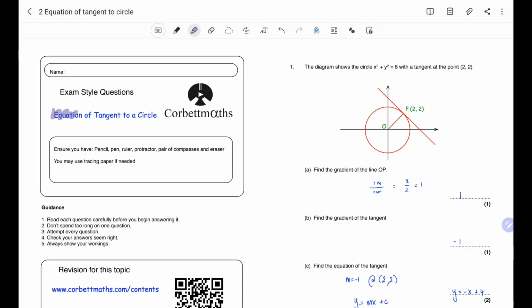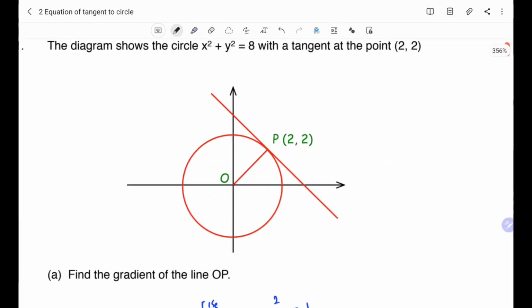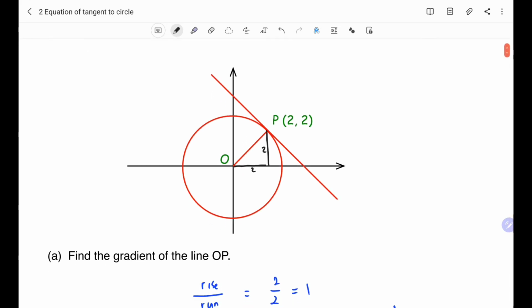Next is a video going through the questions on equation of a tangent to a circle. So first question, you're asked for the gradient of the line OP. OP is the radius. So gradient of a line, rise over run. The rise is 2, the run is 2, so the gradient is 2 over 2, which is 1.